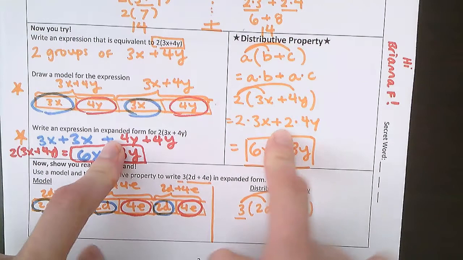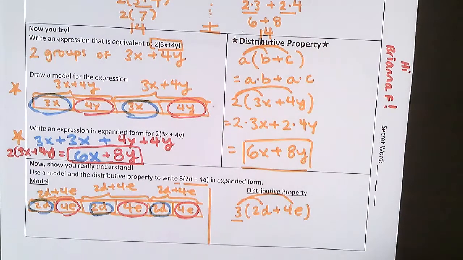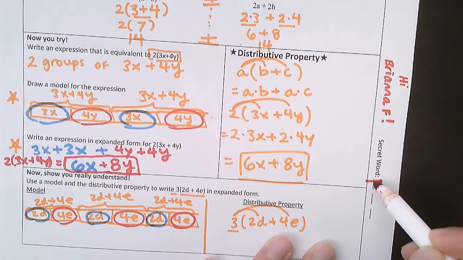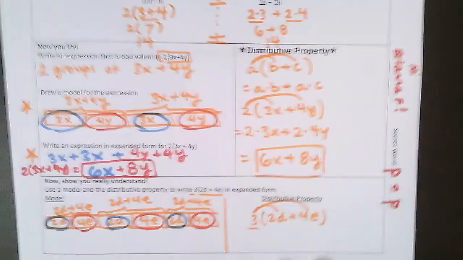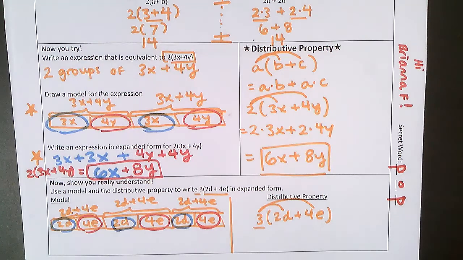It's very similar. The secret word today is, let's just write it out for you. Just like that. Pop is the secret word.